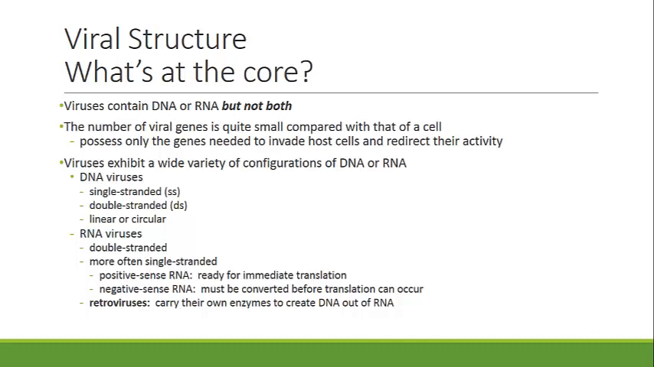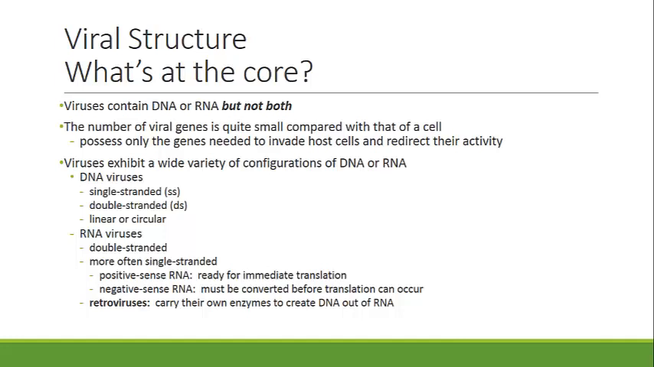Now, I mentioned earlier that viruses have a lot of different configurations of DNA or RNA. You can see single-stranded DNA, double-stranded DNA. It can be linear, it can be circular. In RNA viruses, you're going to see double-stranded, but most often you're going to see single-stranded RNA viruses. A positive sense strand of RNA means that the RNA is the mRNA that we would use in transcription and translation, so it's ready for immediate translation. Negative sense RNA means that it must be converted to the complementary form before translation can occur. That's something a little different, something we haven't seen so far.